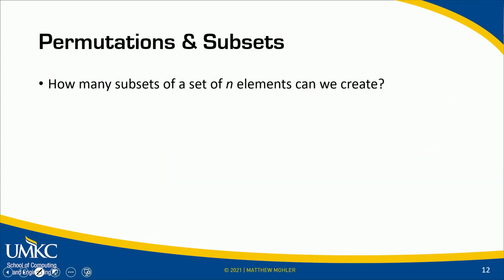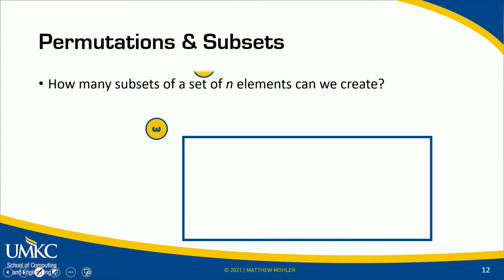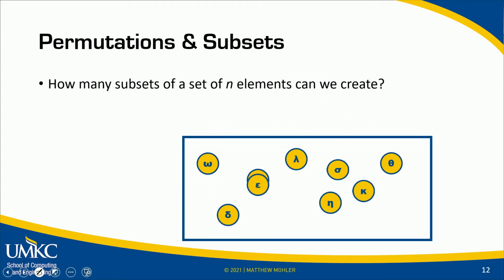Now, the next question that we might ask is, how many subsets of a set of n elements can we create? So let's assume that we have some elements hanging out over here, and they're all just living in their fancy space that we call omega. Now, the question that we'll ask is, how many different subsets are there? As you may recall, a subset is any possible combination of those elements, whether they're there or not.